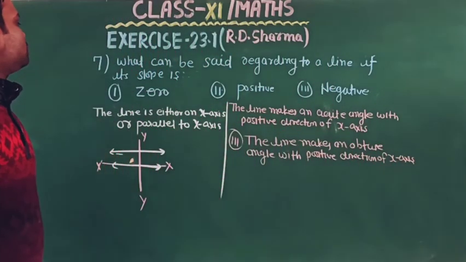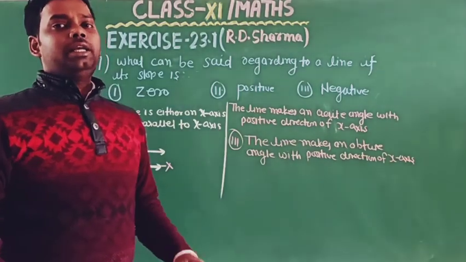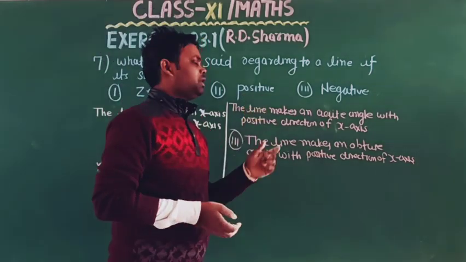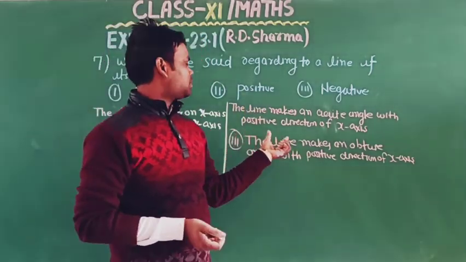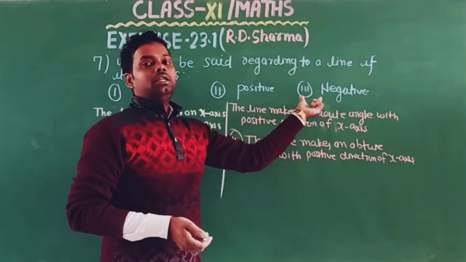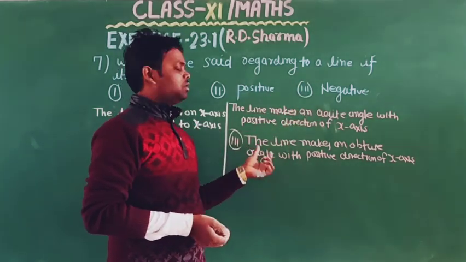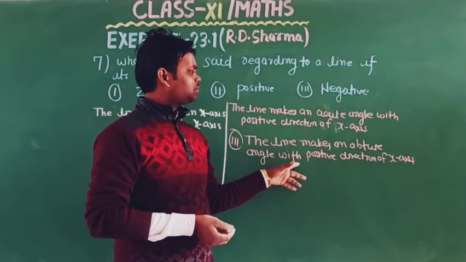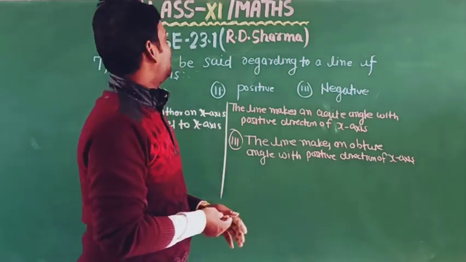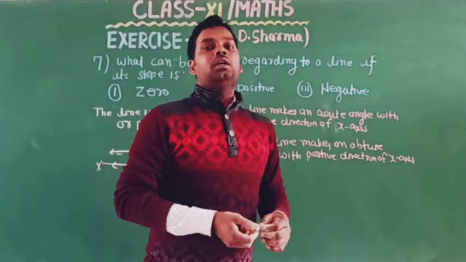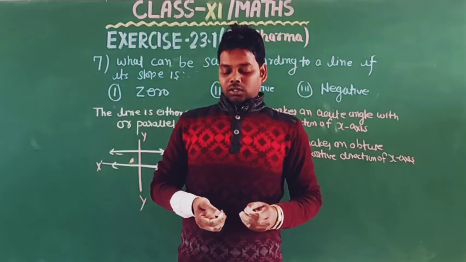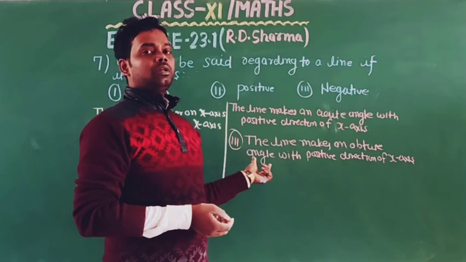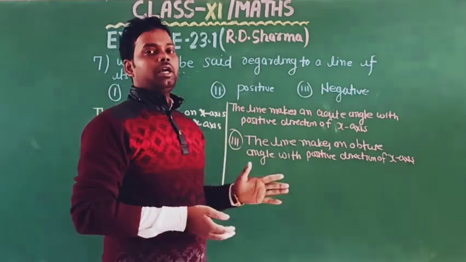If the slope of a line is 0, then the line is either on the x-axis or parallel to the x-axis. If the slope of any line is positive, then the line makes an acute angle with the positive direction of the x-axis. If the slope of a line is negative, then the line makes an obtuse angle with the positive direction of the x-axis. Dear children, I hope this is clear. All the concepts are explained in this video. Okay, so thanks.